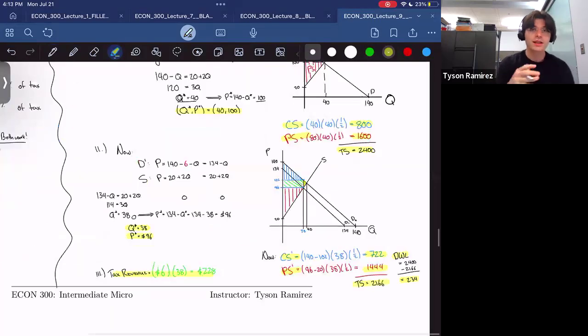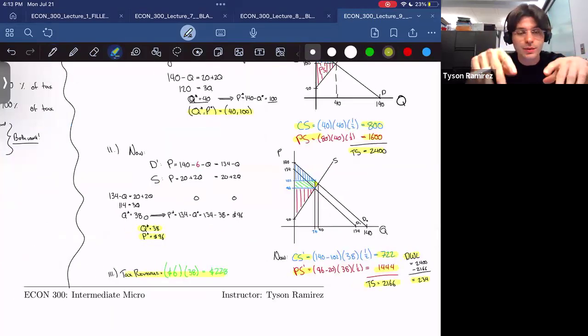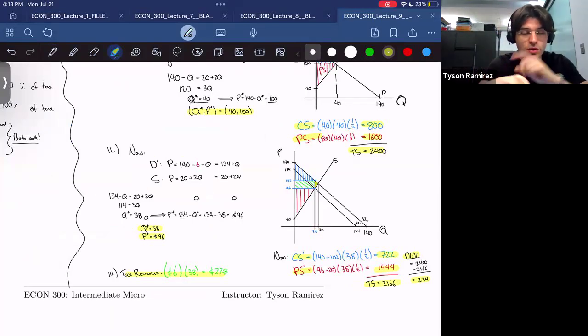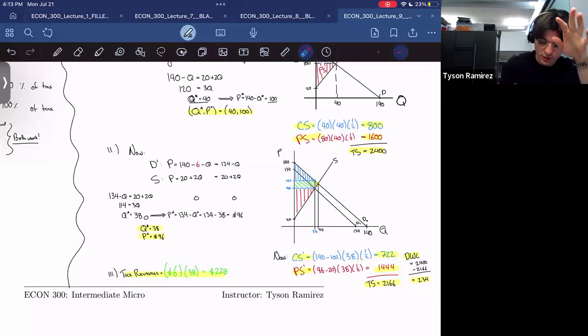Is the tax revenue enough to make up for the deadweight loss? Well, the revenue that was generated is 228, but the deadweight loss is 234. So we still have a net negative.